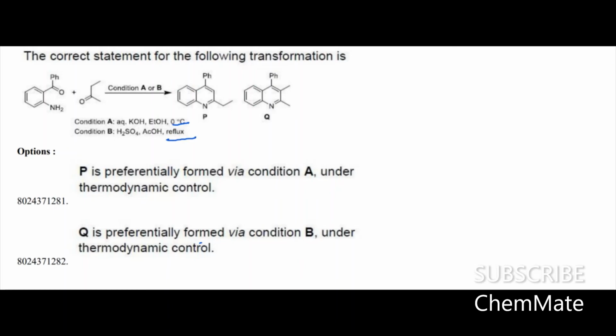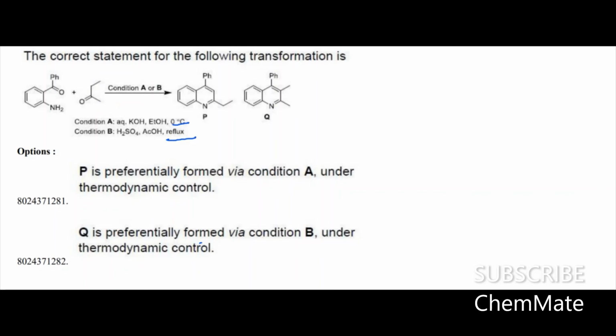Now what will happen here: two molecules of H2O will be removed, this H2O, and here two hydrogens are there, these two hydrogens and the oxygen will be removed as H2O. So two molecules of H2O will be removed and quinoline will be formed. Now here two options are there. Now this alpha H can be removed, or here also these two hydrogens can be removed. Now we have to determine in which condition which hydrogen will be removed.